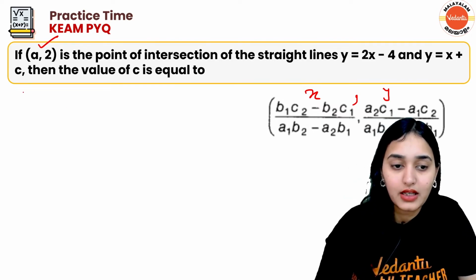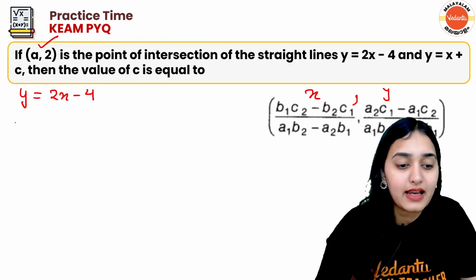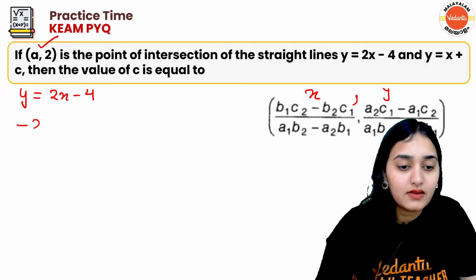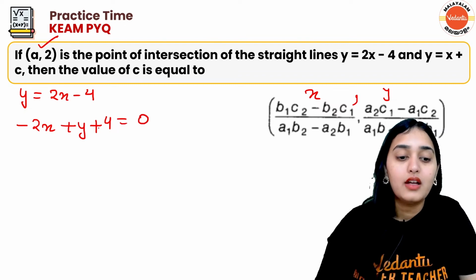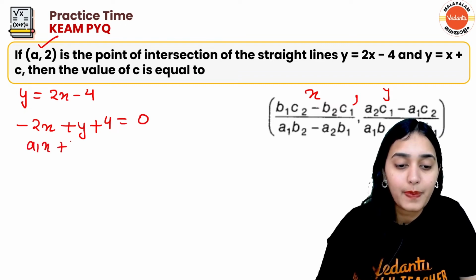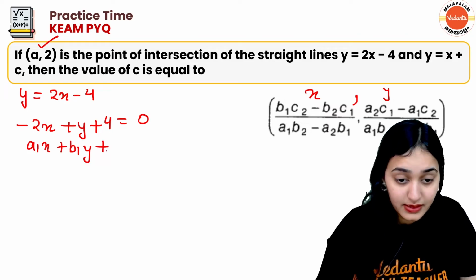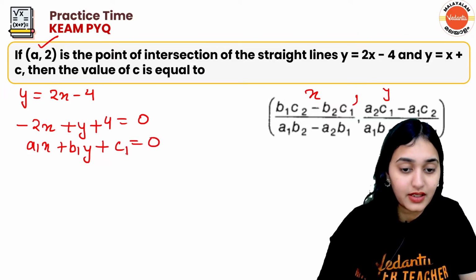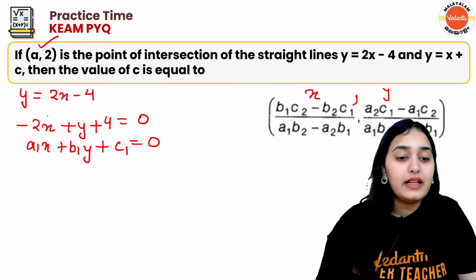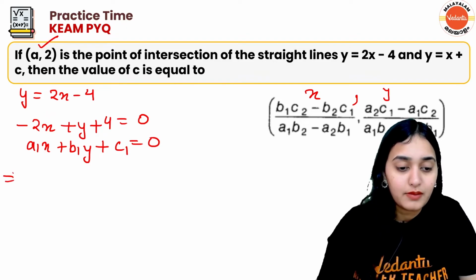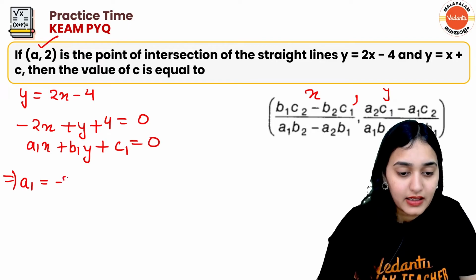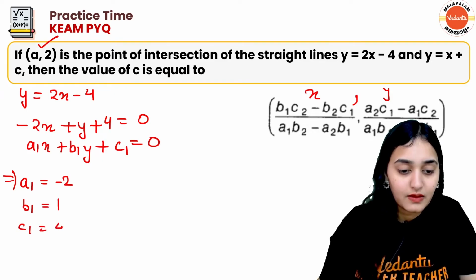So, my equation is y is equal to 2x minus 4. I can write it as minus 2x plus y plus 4 is equal to 0. Now, this is of the form a1x plus b1y plus c1 is equal to 0. So this implies that a1 is minus 2, b1 is 1, and c1 is 4.